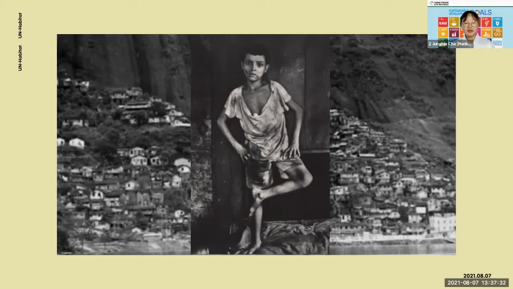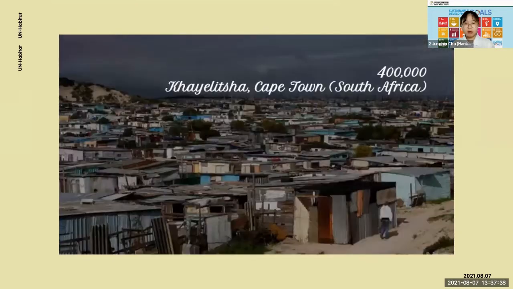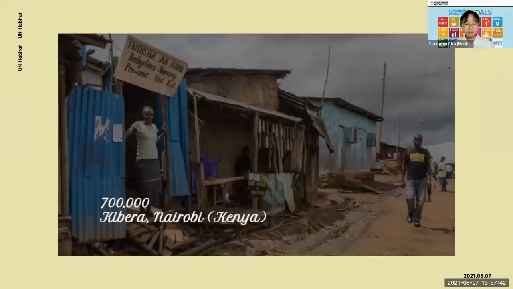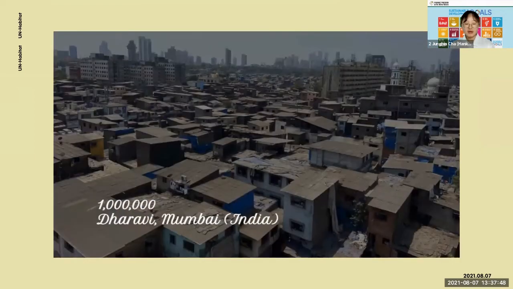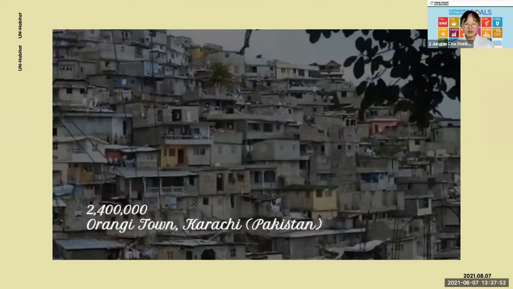But the more dismal thing than Flavio himself is the fact that there are millions more Flavios in the world today. 400,000 in Khayelitsha, Cape Town in South Africa, 700,000 in Kibra, Nairobi in Kenya, 1 million in Dharavi in Mumbai, India, and 2,400,000 in Orangi Town in Karachi in Pakistan.